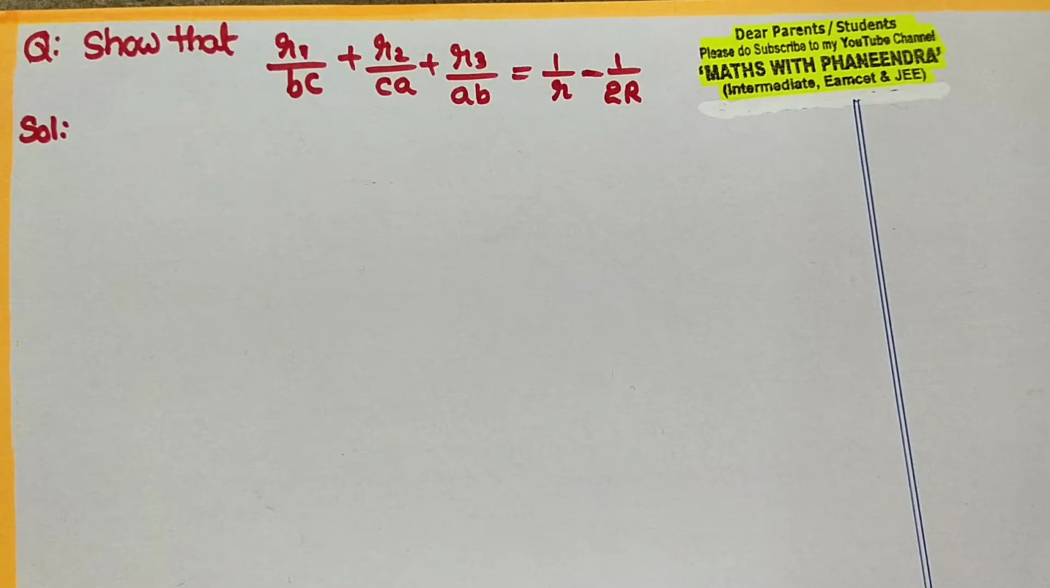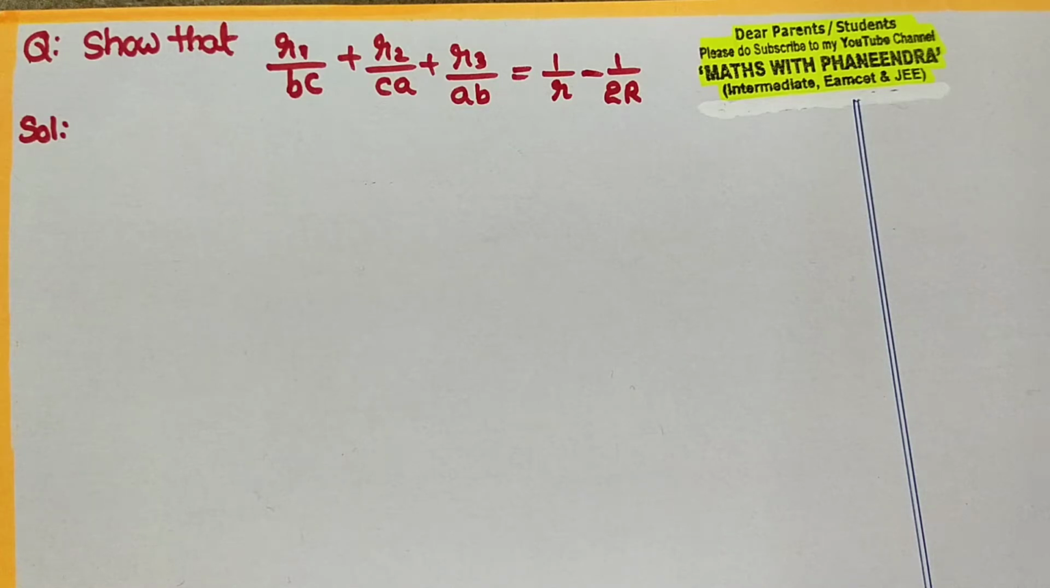In this session, we are going to discuss very important questions from properties of triangles in intermediate mathematics 1A. Let us have a discussion. The first question: show that R1 by BC plus R2 by CA plus R3 by AB equals 1 by small r minus 1 by 2 into capital R.